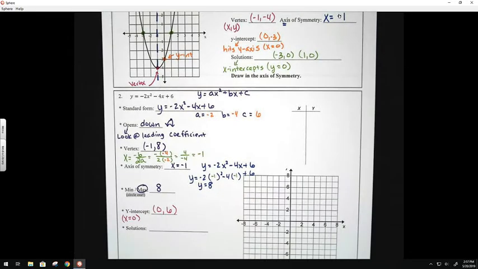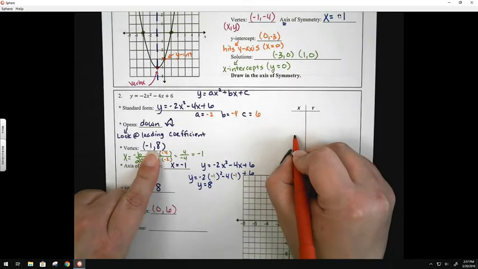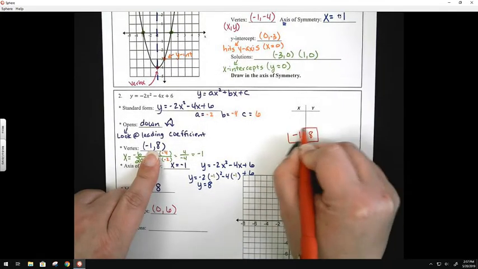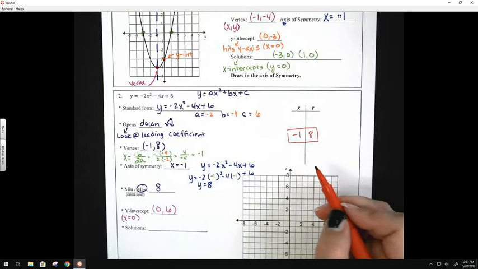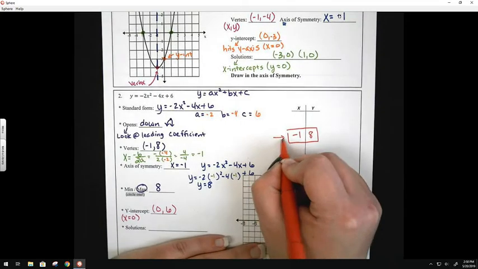Okay, now comes the very, very important part. So we need to take our vertex, which is the point -1, 8, and put it in the middle of our table of values. We can't graph this parabola without having some more points. So we put our vertex in the middle.